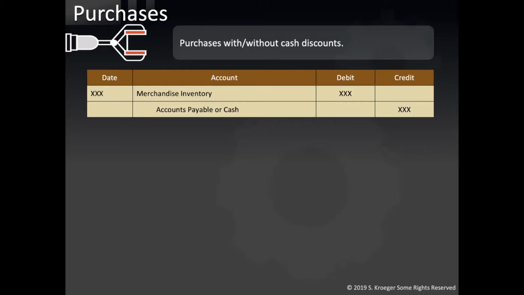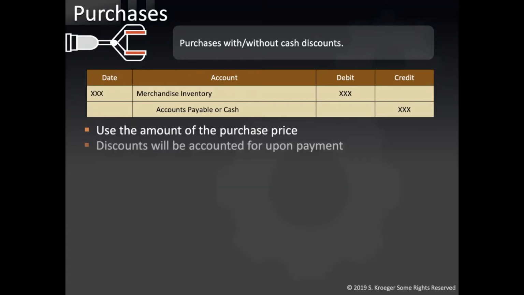When purchasing inventory, you will debit the merchandise inventory account. Other account names that can be used are inventory or merchandise, or both combined as merchandise inventory. The account is a current asset. The credit will either be accounts payable or cash. We will mostly be covering transactions that involve accounts payable and not cash, especially if there is a discount. The amount will be the purchase price.